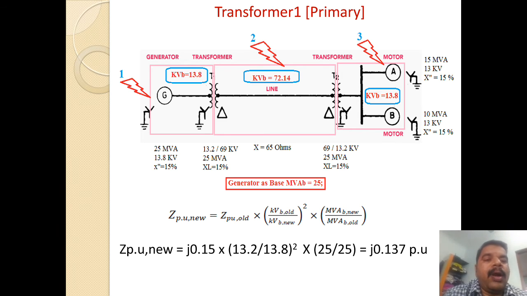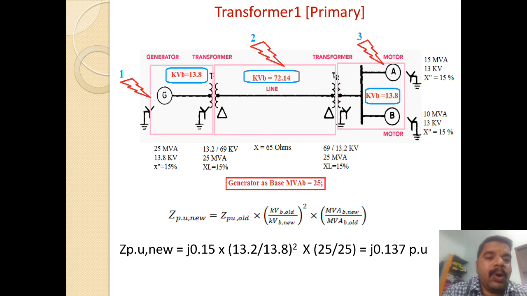Throughout the problem, I took the generator as the base. So what is the MVAb new value? MVAb new is 25. What is MVAb old? It is the MVA base for the transformer T1. What is the value of the MVA they have given? That is 25 MVA.